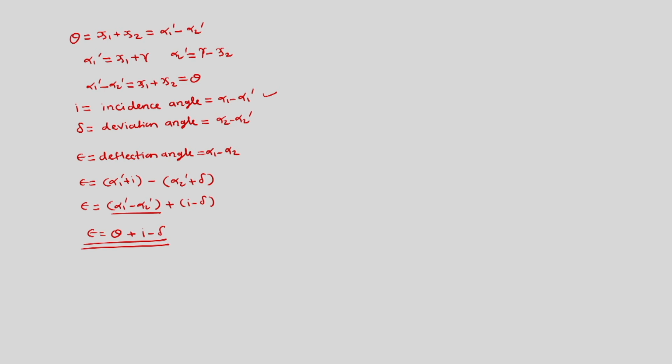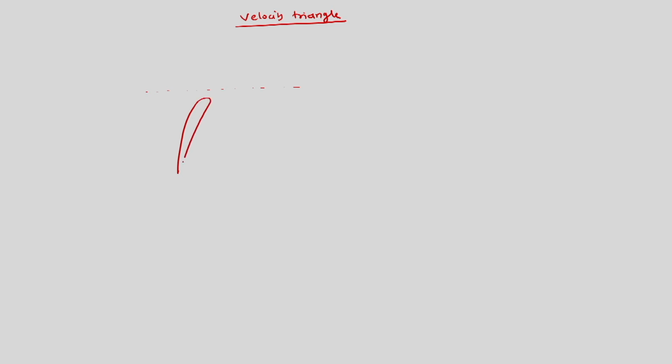So now for the compressor cascade we can again plot the velocity triangle. So velocity triangle for compressor cascade, here as well we will draw a control volume. So for that let us first plot the aerofoil.